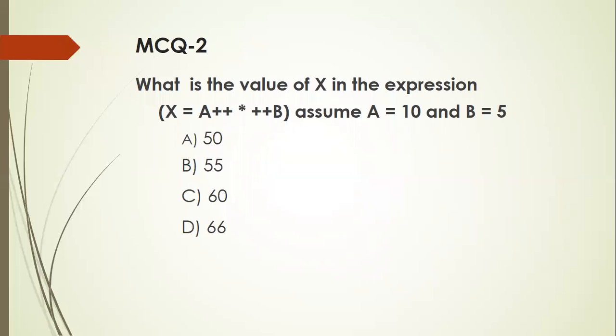The next question is, what is the value of x in the expression x equal to a plus plus star plus plus b? Here I used the plus plus operator with both a and b. With a I have used it as a postfix, with b as a prefix. You know what postfix and prefix mean. In the case of prefix, first the variable gets incremented. In the case of postfix, first the original value of the variable is used in the expression. So the original value of a is 10, 10 into, first b is incremented, it becomes 6. 10 into 6 becomes 60. The correct answer is C.